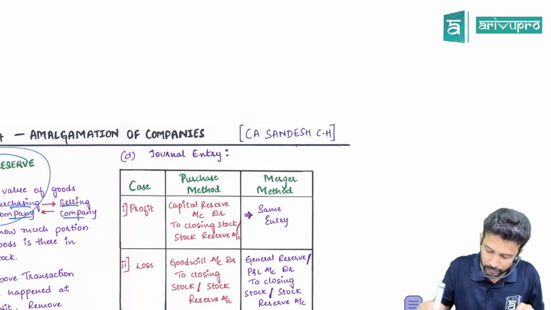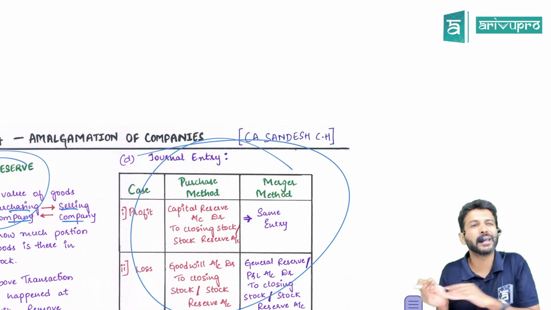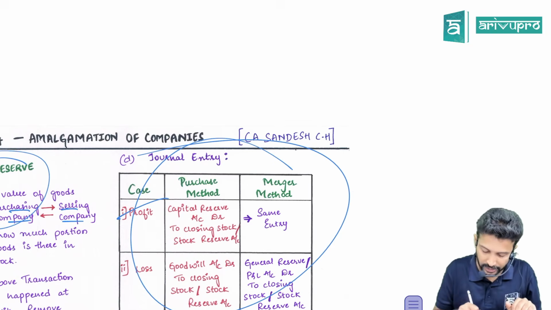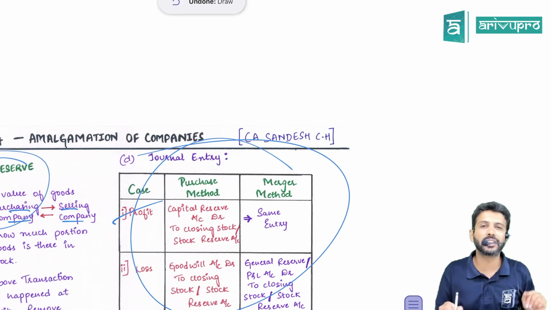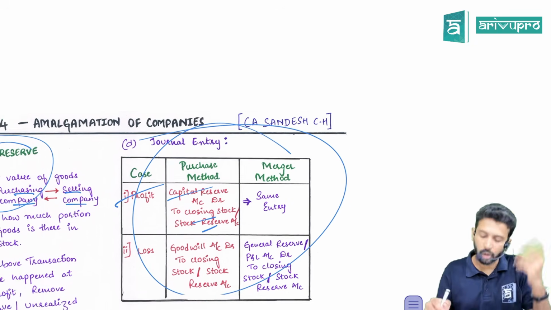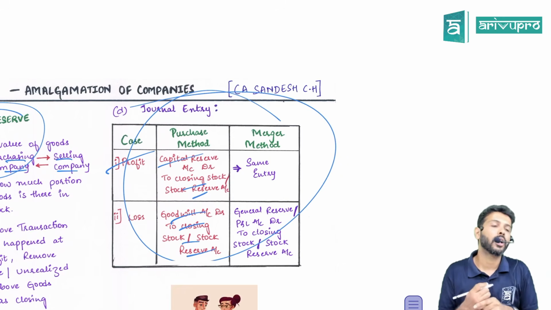Then what is the journal entry for stock reserve? That depends on the method and scenario. If it is the purchase method, and if it's a loss scenario or profit scenario, what will be the entry? Capital reserve to either stock reserve or closing stock. If it's a loss scenario, goodwill account debit to closing stock or stock reserve.